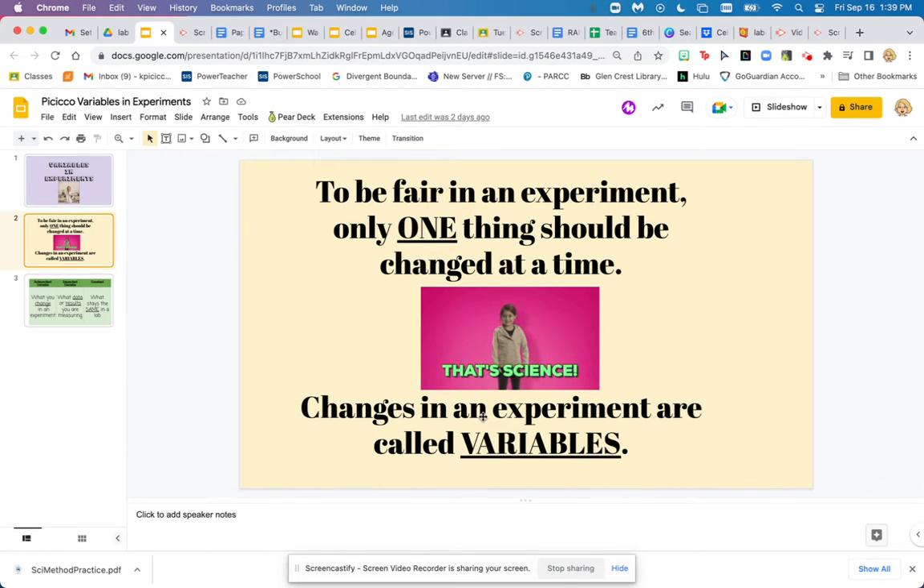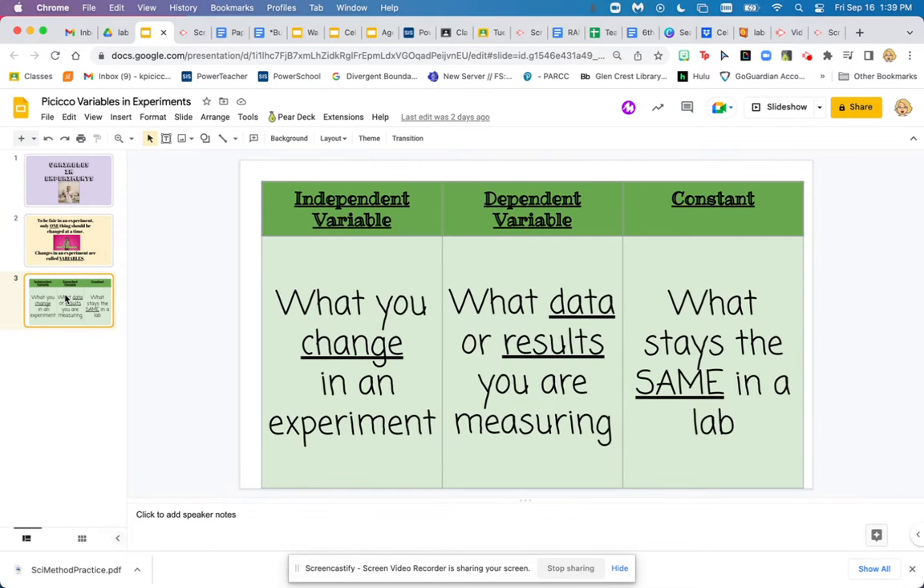And that one thing that we change is called a variable. And I know that might be a little confusing right now, but let's talk about what those are and then we'll do some examples. Okay, so there are three kinds of variables in every experiment. First, there's what's called an independent variable. That's what you change in an experiment. So if I did an experiment and I wanted to see how sun affected plants, the amount of sun would be the thing that I change, and then everything else stays the same.